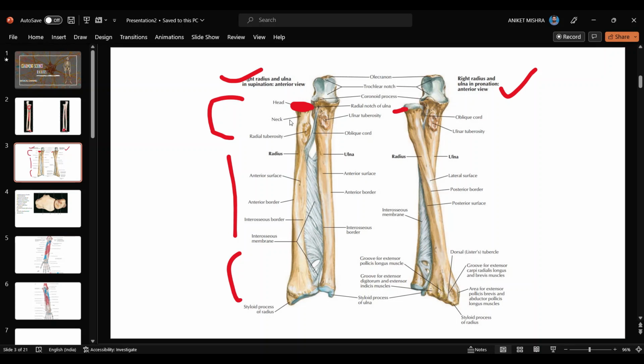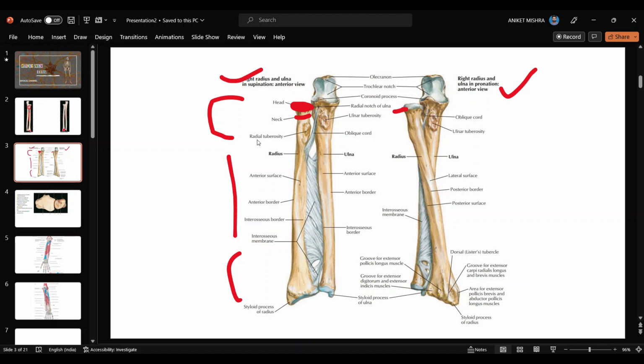Now we will see another structure, the neck. The neck is a landmark, especially for the annular ligament, which lies at the level of the neck and forms its boundary. The neck is enclosed by the narrow lower margin of the annular ligament, so the radius rotates freely inside the annular ligament during supination and pronation.